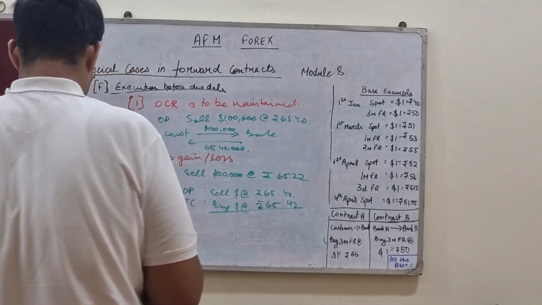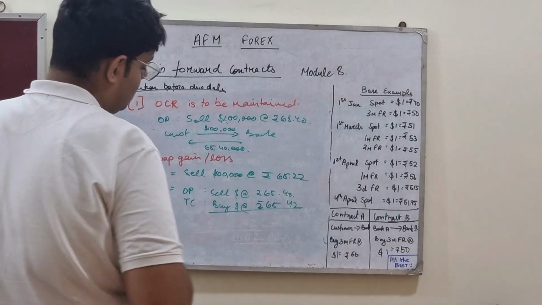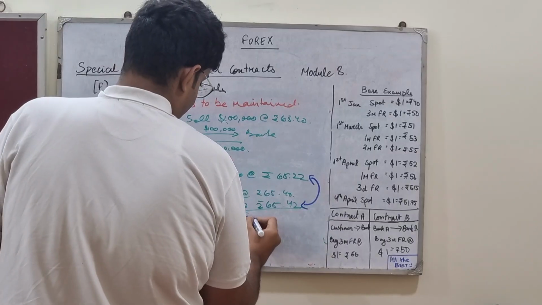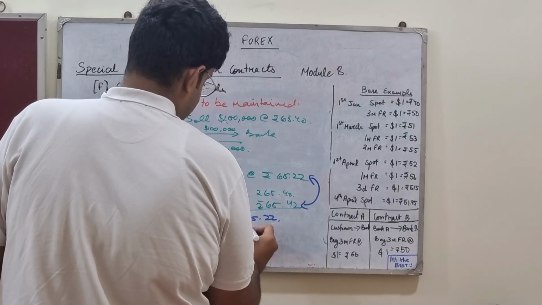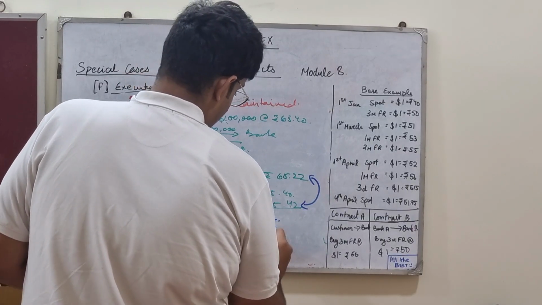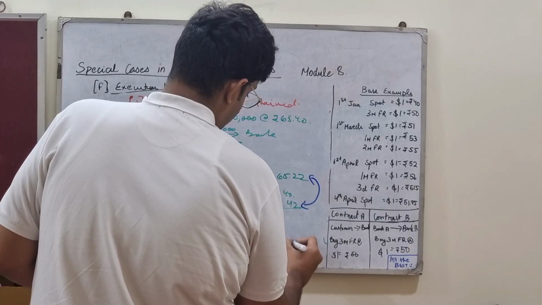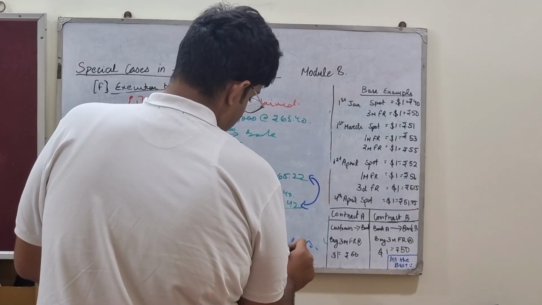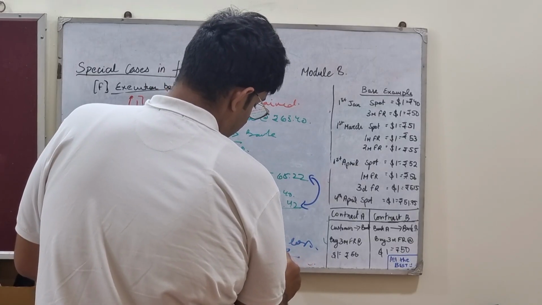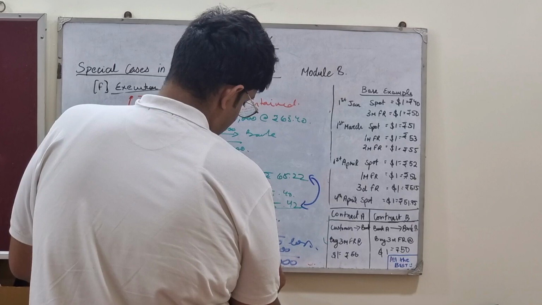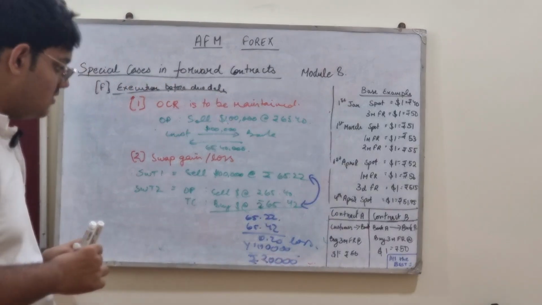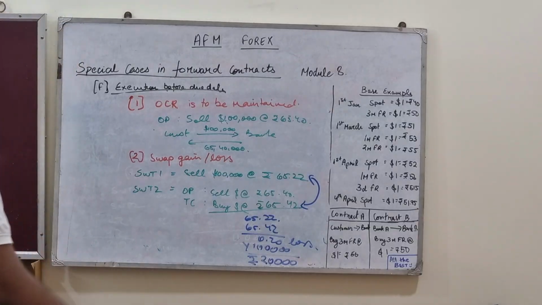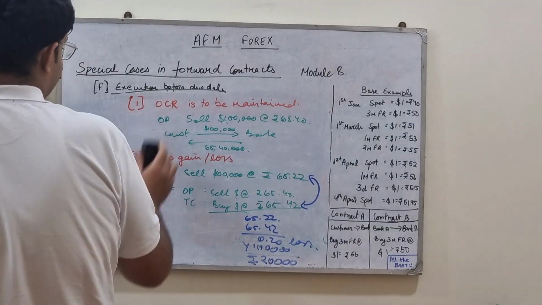Alright, so the swap gain or loss is between these two transactions. So that would be 6522, that is sell, 6542, that is buy. It is 0.20 loss, that is into $100,000, gives us 20,000 rupees loss, which will be paid by the customer to the bank. So it is a cash outflow for the customer and an inflow for the bank on the due date. Okay.